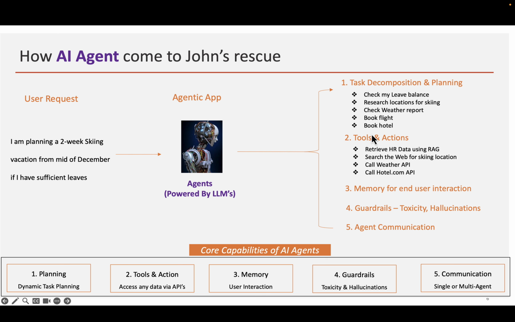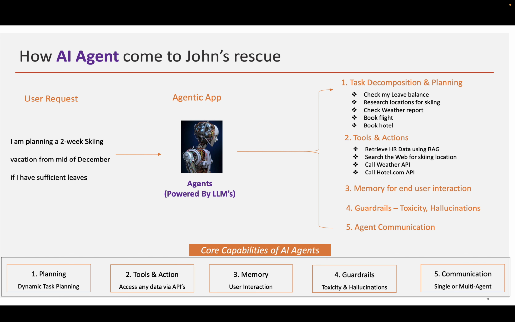Okay, next thing, the agent should be able to call external tools also. Those tools can be a database connection, a web service call, an API call, or retrieving information from a knowledge base from the RAG platform. So if you see over here, the tools and actions are: retrieve HR data using RAG, search the web for the skiing location, call the weather API, or call the hotel.com API.